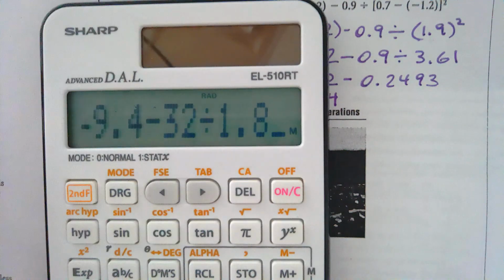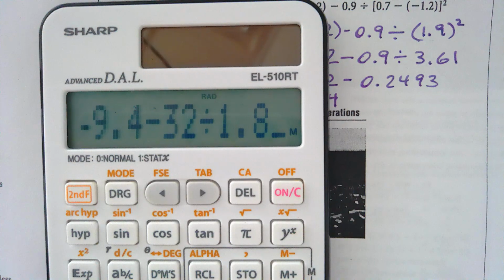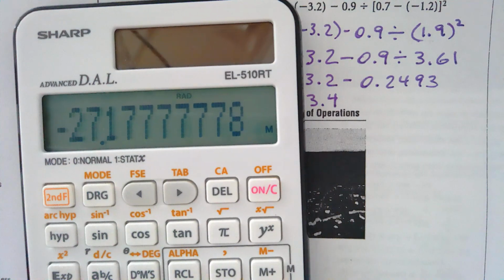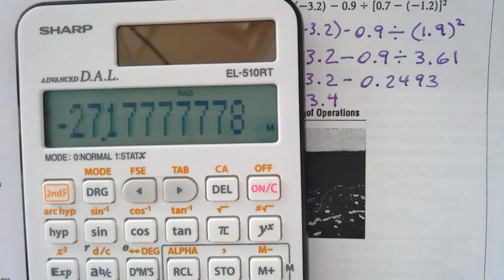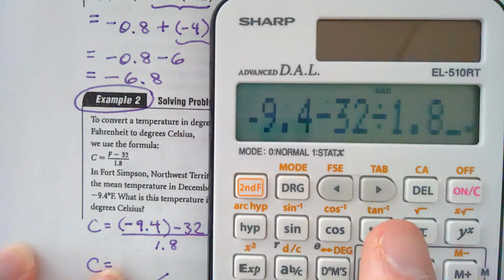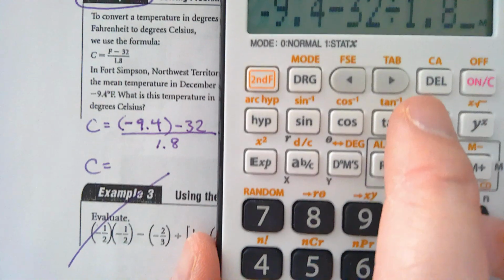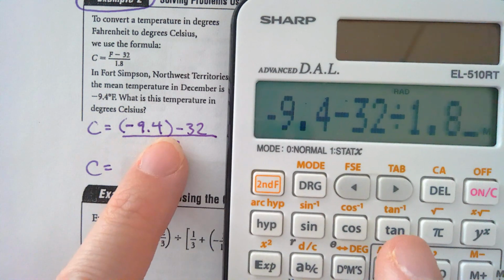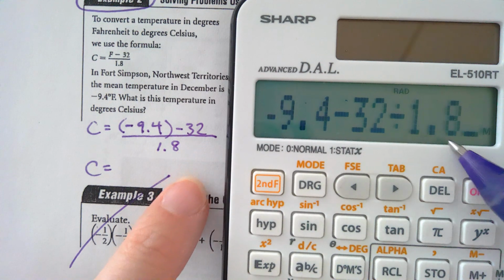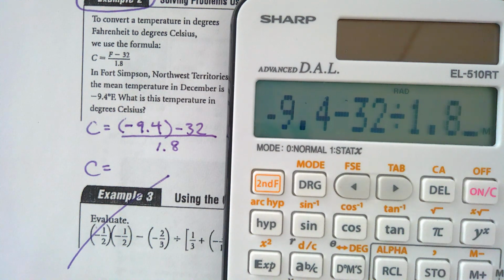Okay, so let's say I did this on my calculator. Okay, and then I press equal. Is this the correct answer? Okay, so what I did was I just put everything in. So this was the question. Let me move this down. Okay, this was my question. So I put it in like this: negative 9.4 minus 32 divided by 1.8. That's what I see. Okay, so if I press equal, will I get the right answer?